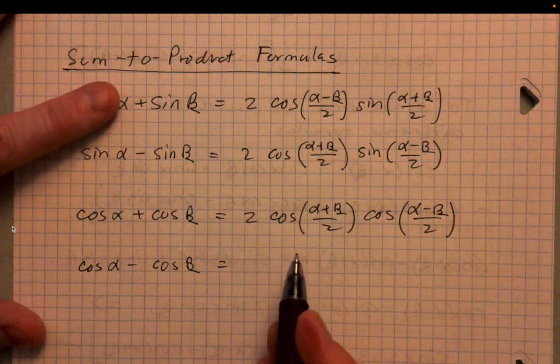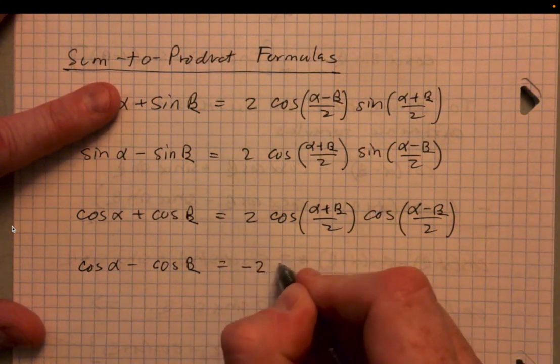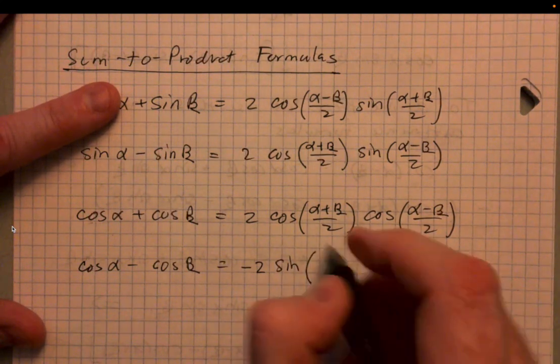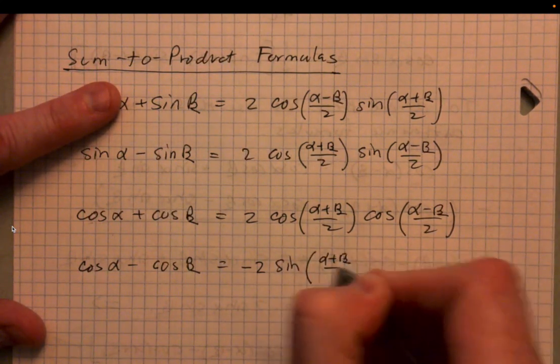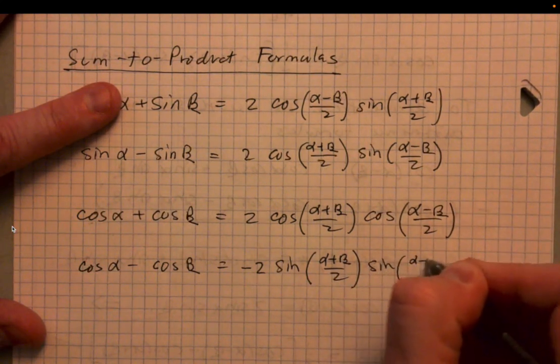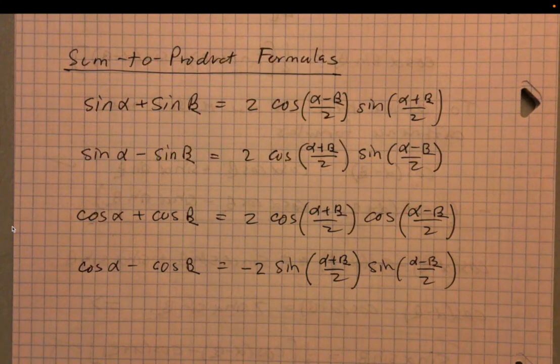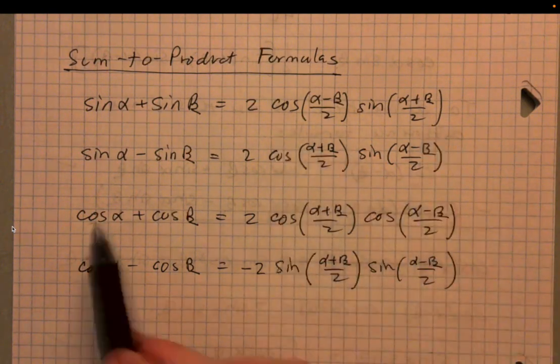Well, it's actually different. It's negative 2 sine of alpha plus beta over 2 times sine of alpha minus beta over 2. Okay, so these are the sum to product formulas, right? So I've got 2 trig functions that are written as terms. I can re-express them as factors of one another using these formulas.